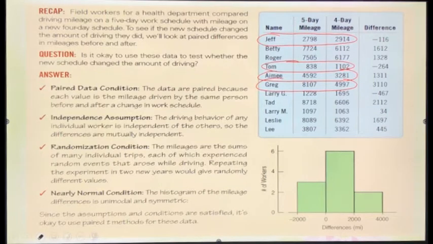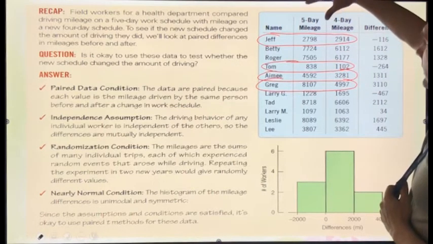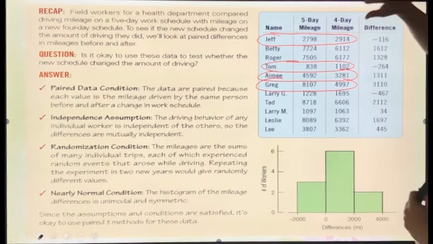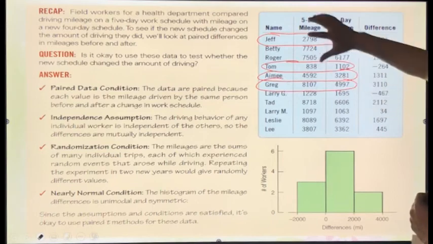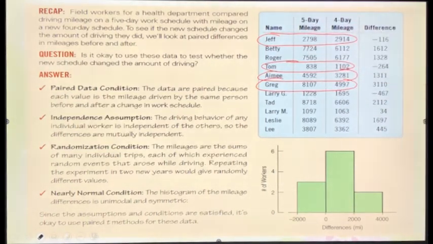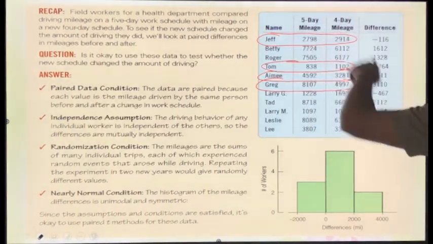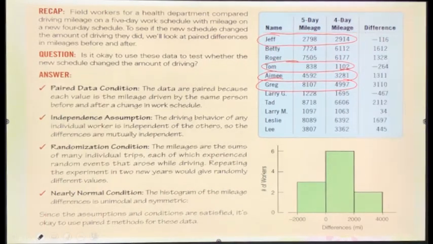Randomization condition. The mileages are the sums of many individual trips, each of which experienced random events that arose while driving. Repeating the experiment in two new years would give randomly different values. So we want to make sure that Jeff isn't doing the exact same mileage as Larry, and vice versa. We want to make sure all of this gets randomized. When is Jeff going to do his 4-day mileage? When is Tad going to do his 5-day mileage? Make sure those are randomized.